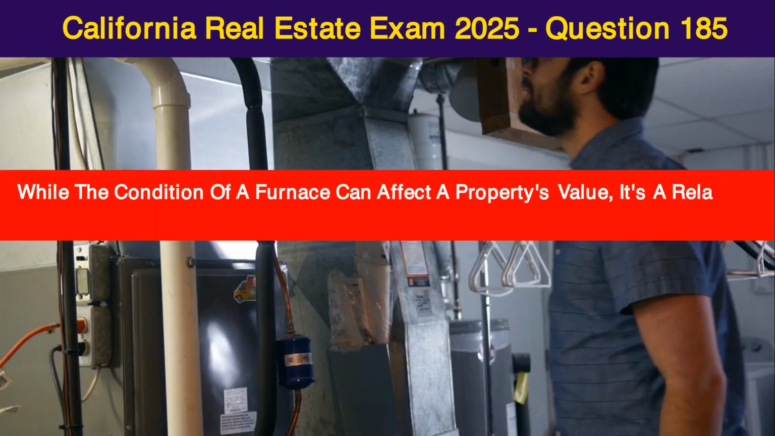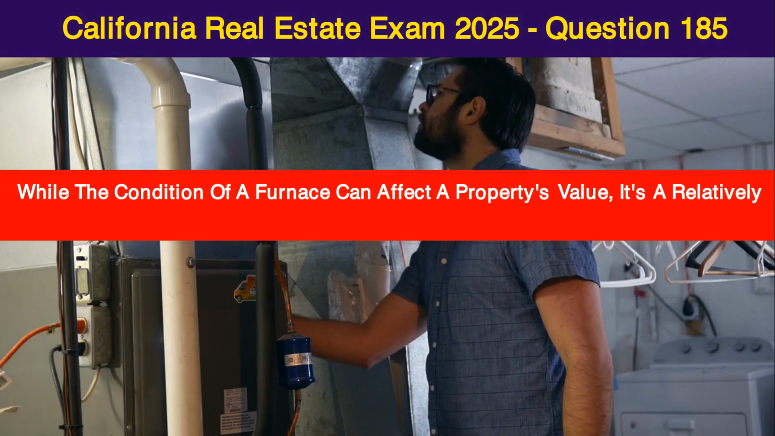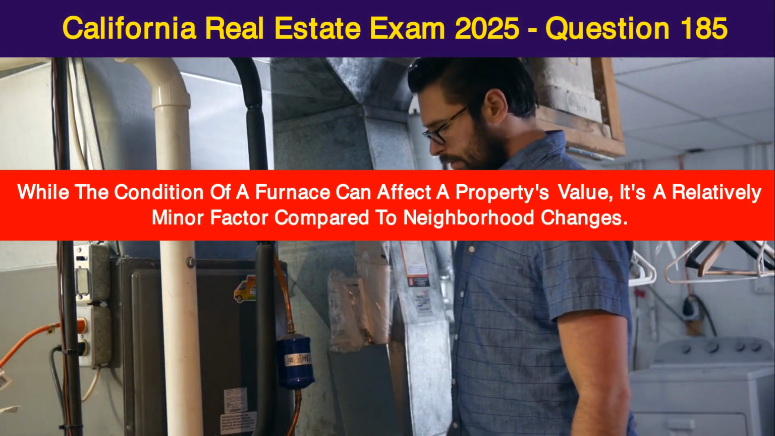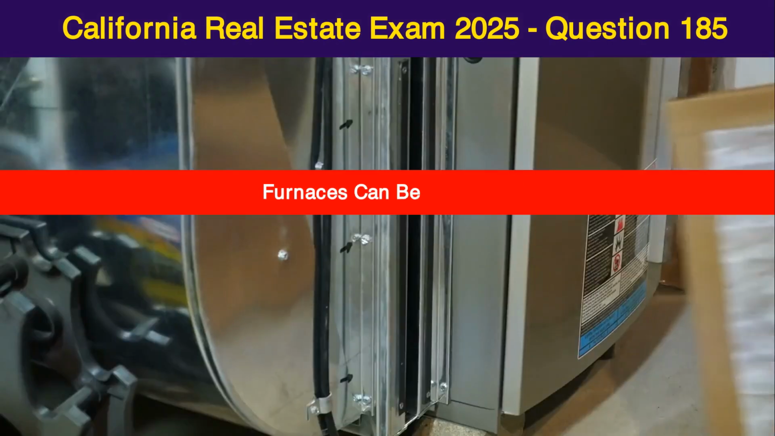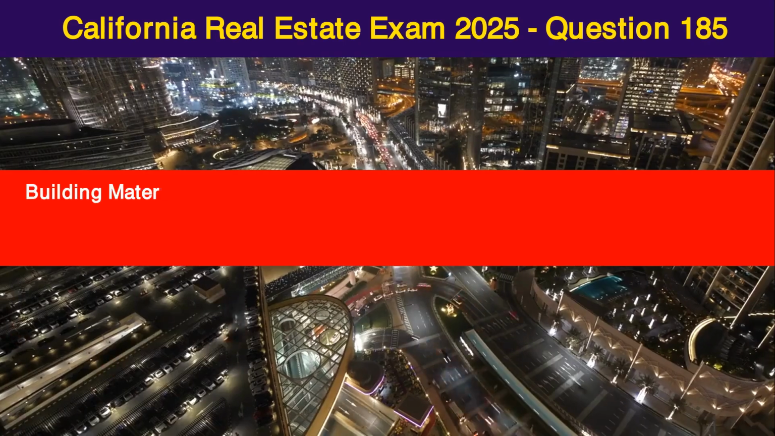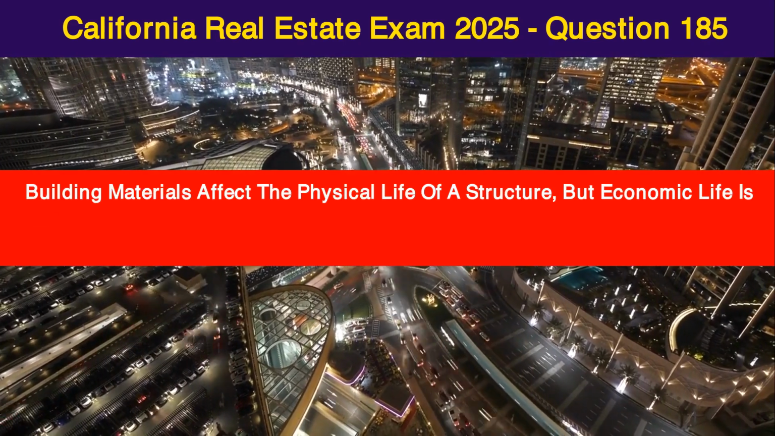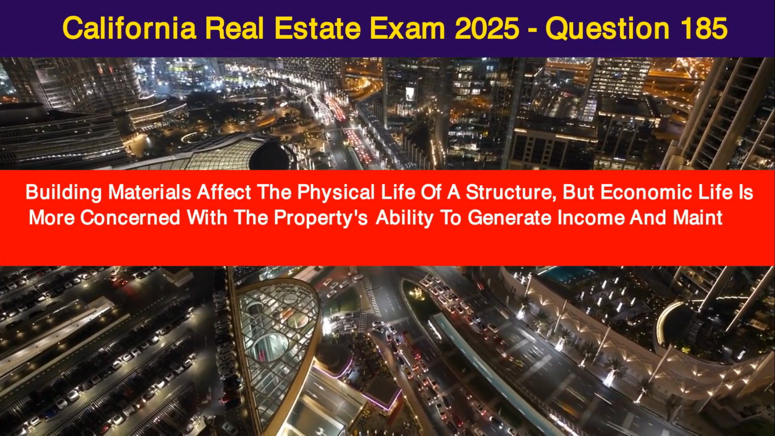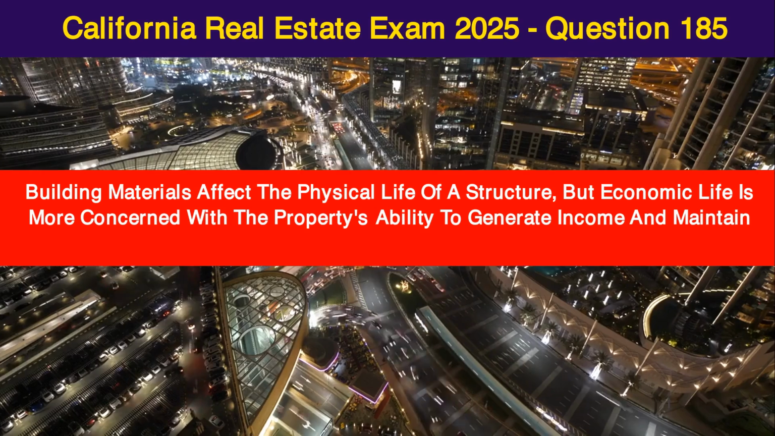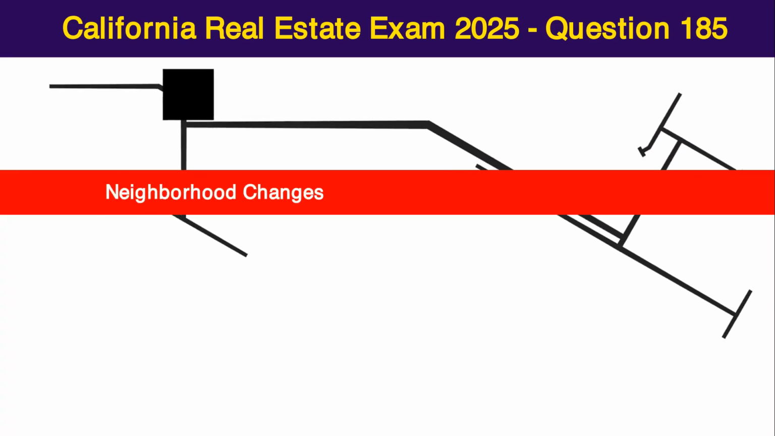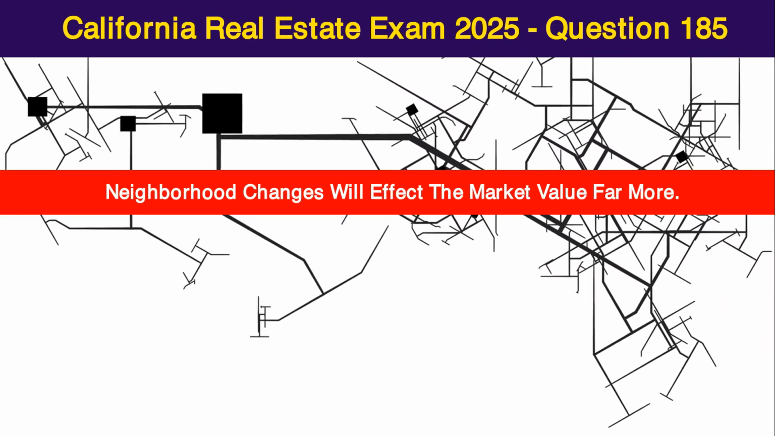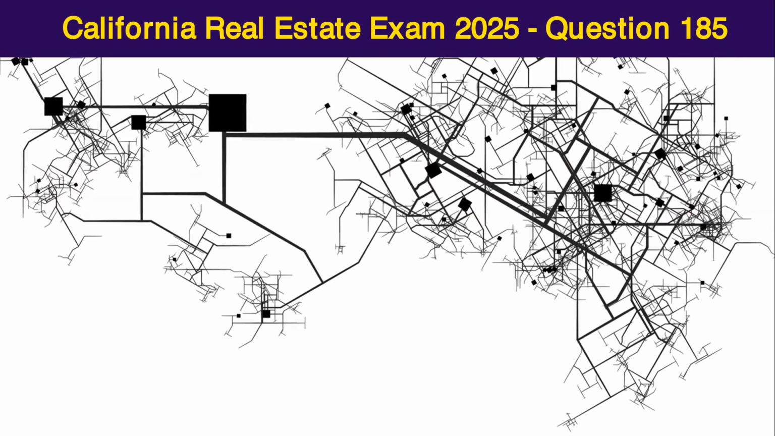While the condition of a furnace can affect a property's value, it's a relatively minor factor compared to neighborhood changes. Furnaces can be replaced. Building materials affect the physical life of a structure, but economic life is more concerned with the property's ability to generate income and maintain value in the market. Neighborhood changes will affect the market value far more.